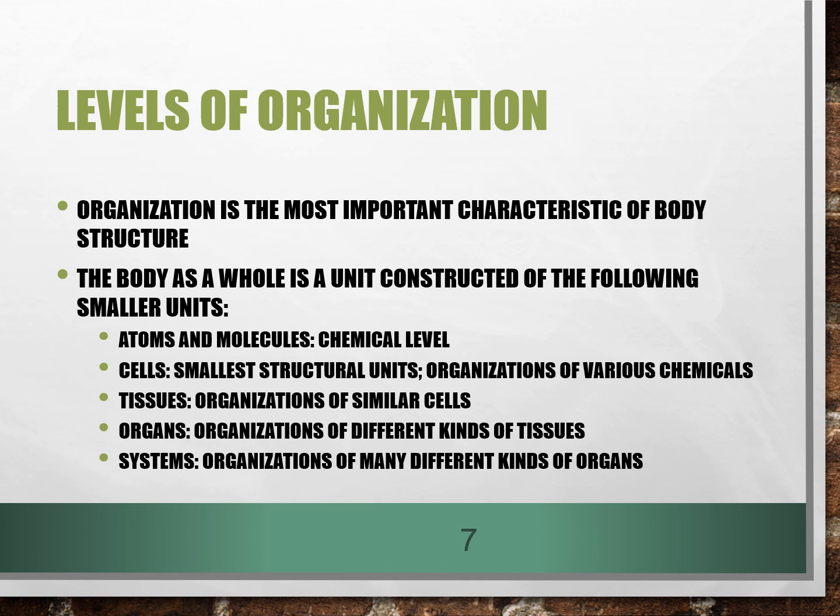Those tissues combine together different types of tissues to form organs, like a stomach, like a liver, like a pancreas, like a spleen. And those organs work together to accomplish a specific job. For example, the respiratory system. The organs of the respiratory system all work together. They're a bunch of different organs, but they work together to accomplish a specific job.